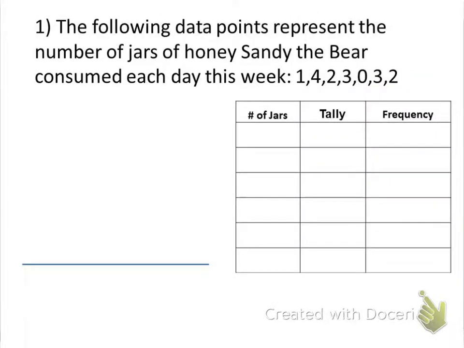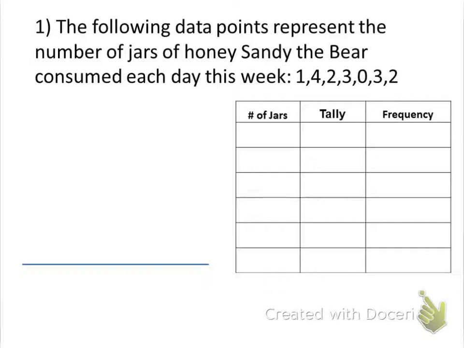We're going to do one more example. Again, you have 3 examples that you need to do. We'll do this one together. The following data points represent the number of jars of honey Sandy the bear consumed each day this week. 0, 4, and then we have our numbers. Okay, so we need to make our frequency table.